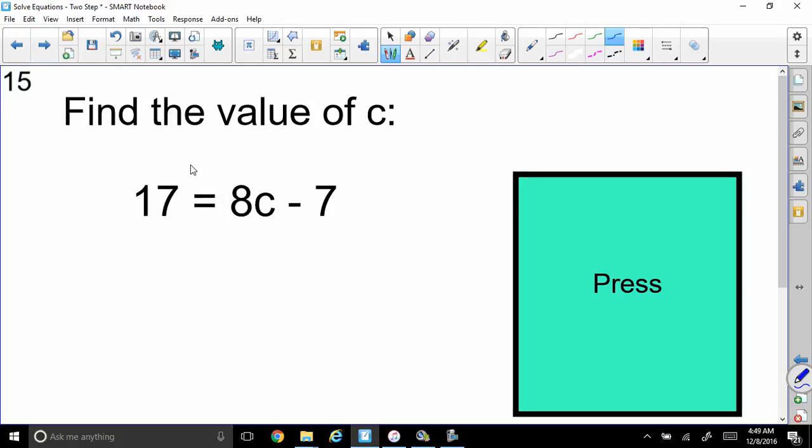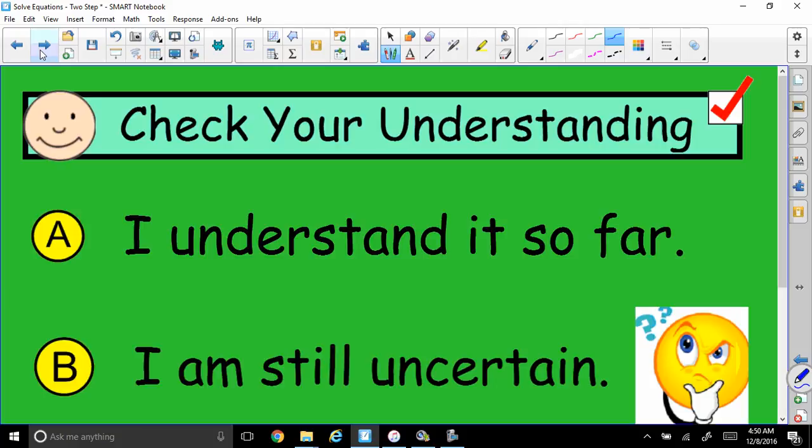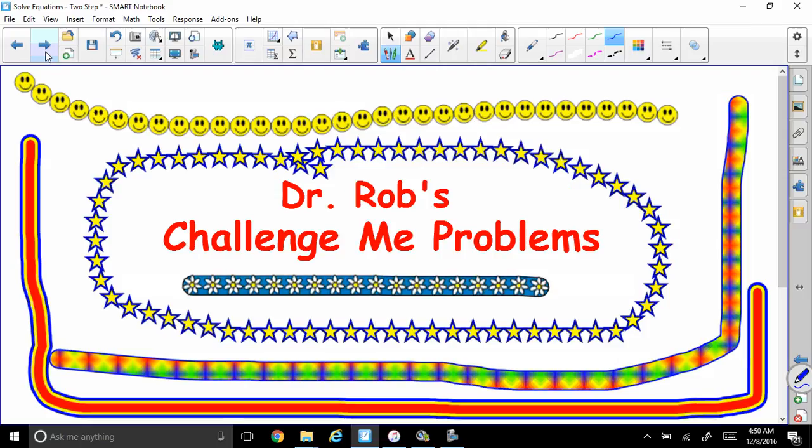Here's another one. 17 equals 8C minus 7. You got the 17 here? Well, you can put the equal 17 there if you like. So solve it for C. See if you can figure out the answer. Check your understanding. If you understand so far, you're doing great. If you don't understand, write down your questions, rewatch the video, try it again on your own.